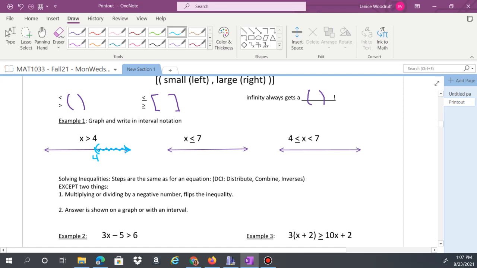Now, for your interval notation, you're going to start with the left number, which is 4. That's your smallest number. Because that 4 is just a greater than, it gets a parentheses. So parentheses 4, comma, what is this arrow going towards? Infinity. It keeps going and going and going, so it's going to go towards infinity. Then the infinity will also get a parentheses. So this is your answer in interval notation: parentheses 4, comma, infinity.